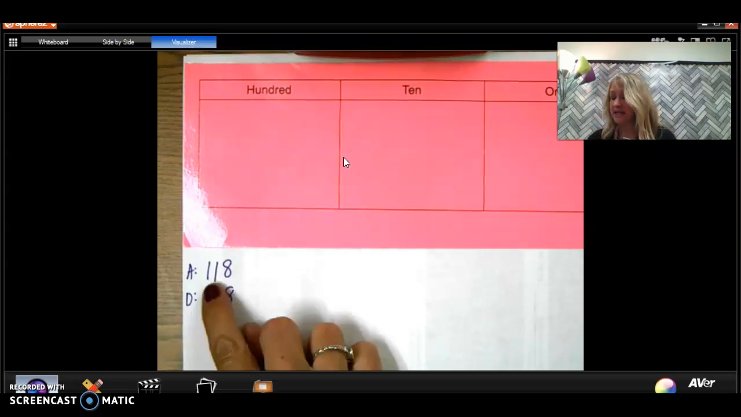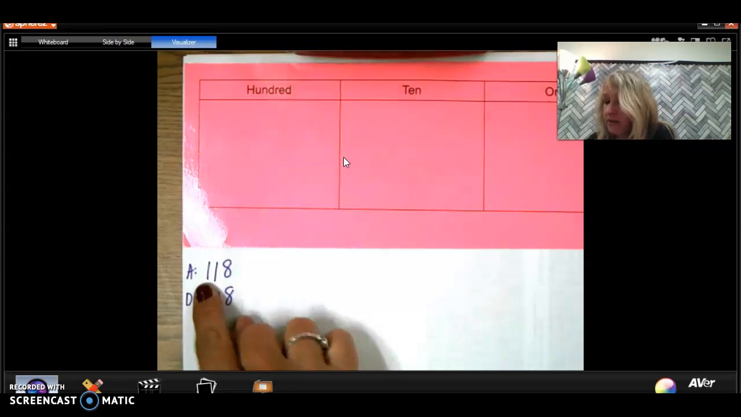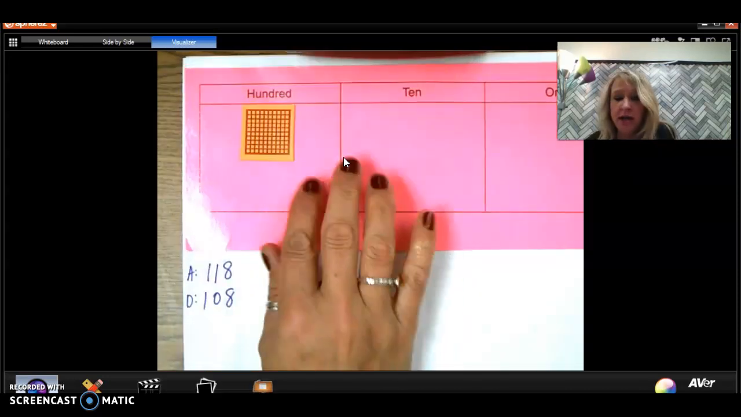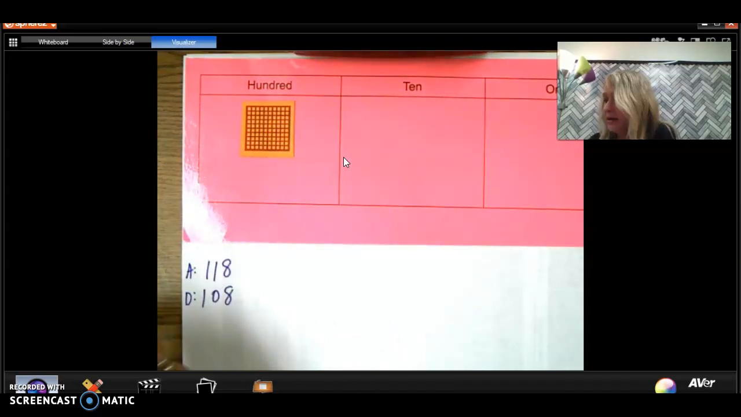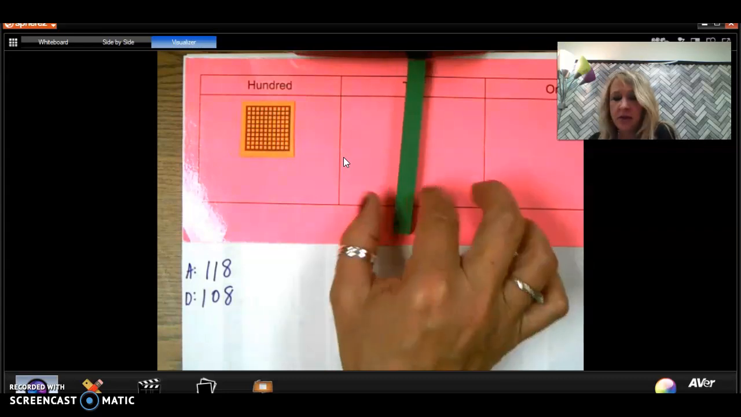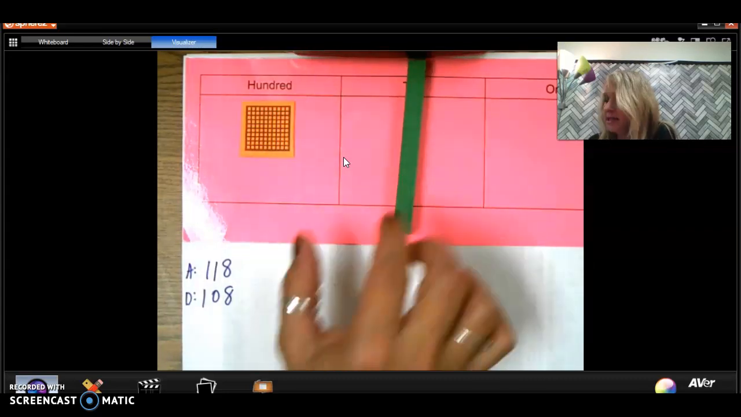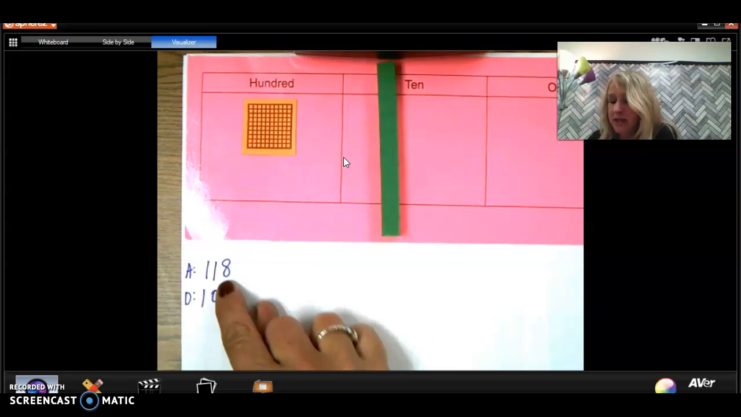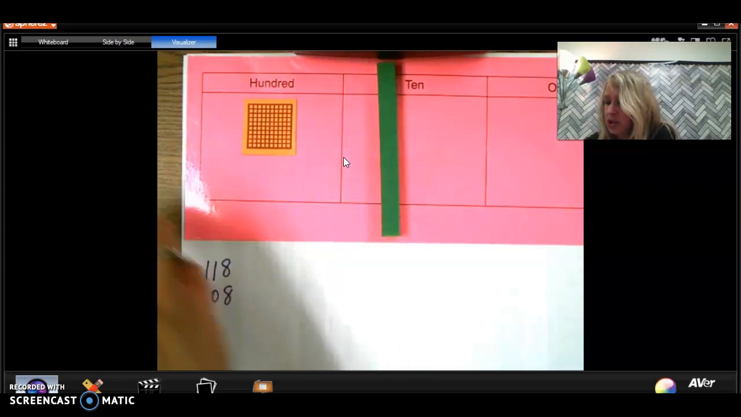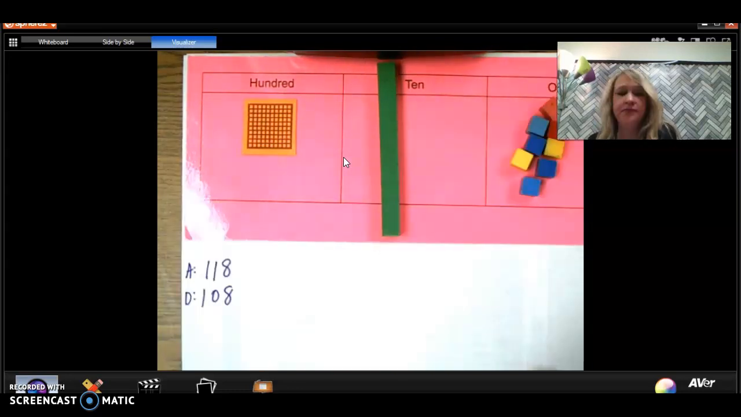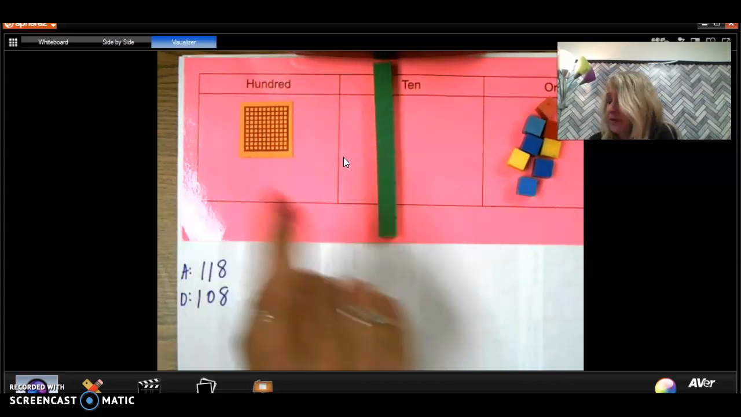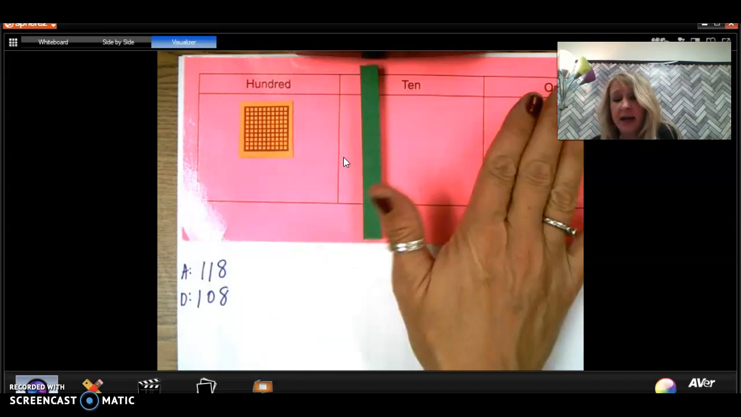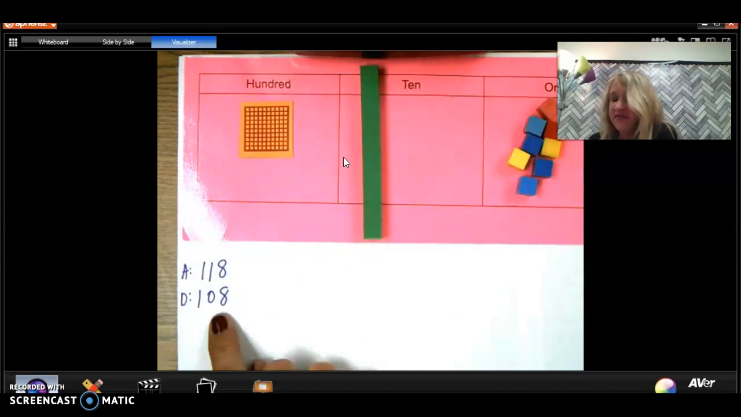All right, so this says Audrey has 118. So how many hundreds does she have? 1. She has 100. How many tens does she have? 1. Put that way up there. She has 1 ten. How many ones does she have? Ooh, she has 8 ones. So here's Audrey's number. 100, 1 ten, 8 ones. Now let's find out who has less.